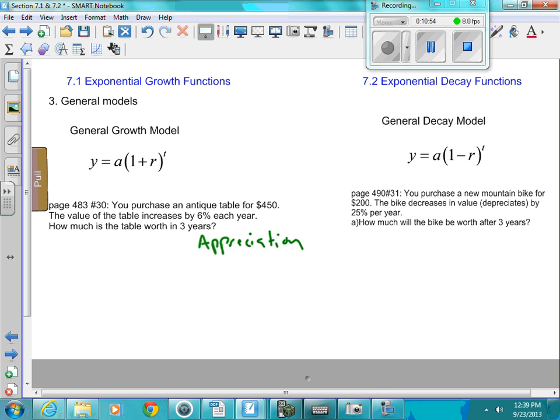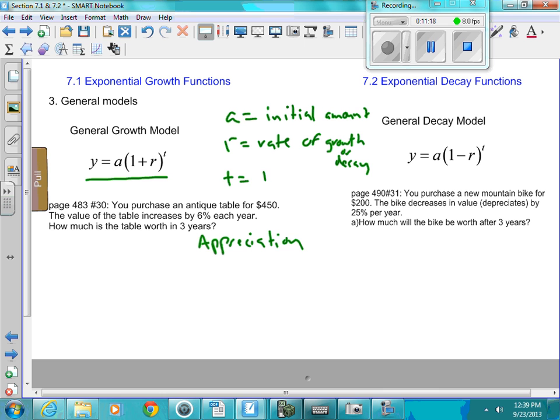Well, we can use this model: y equals a times 1 plus r to the t. A equals the initial amount, or starting amount. R equals the rate of growth or decay, same thing for both. And t is time. So in this case, our a is $450, our rate is 6%, and our time is 3 years.